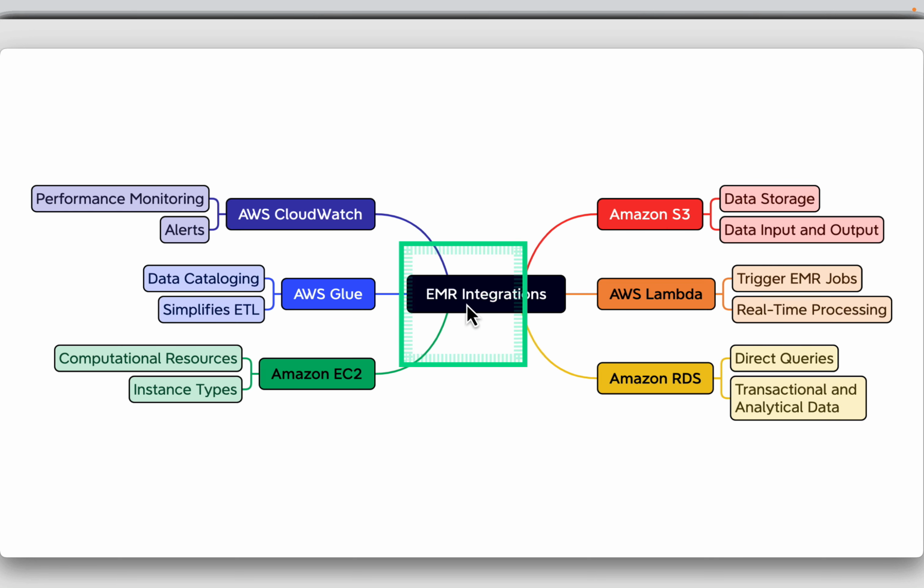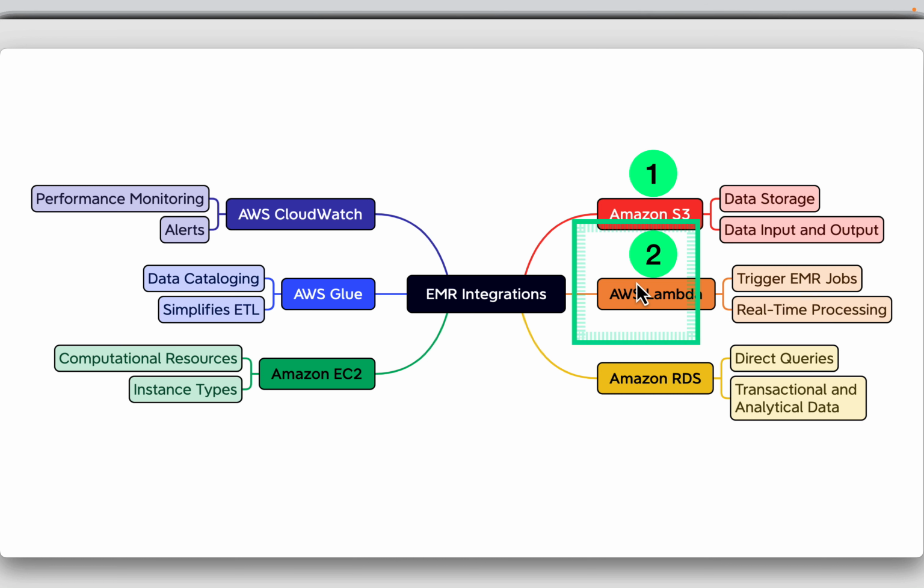So next is something about EMR integrations. So first one is Amazon S3. EMR is often integrated with Amazon S3 for scalable data storage. You can use S3 buckets as data input and output locations for your EMR cluster, thereby enabling better data persistence and easy access.